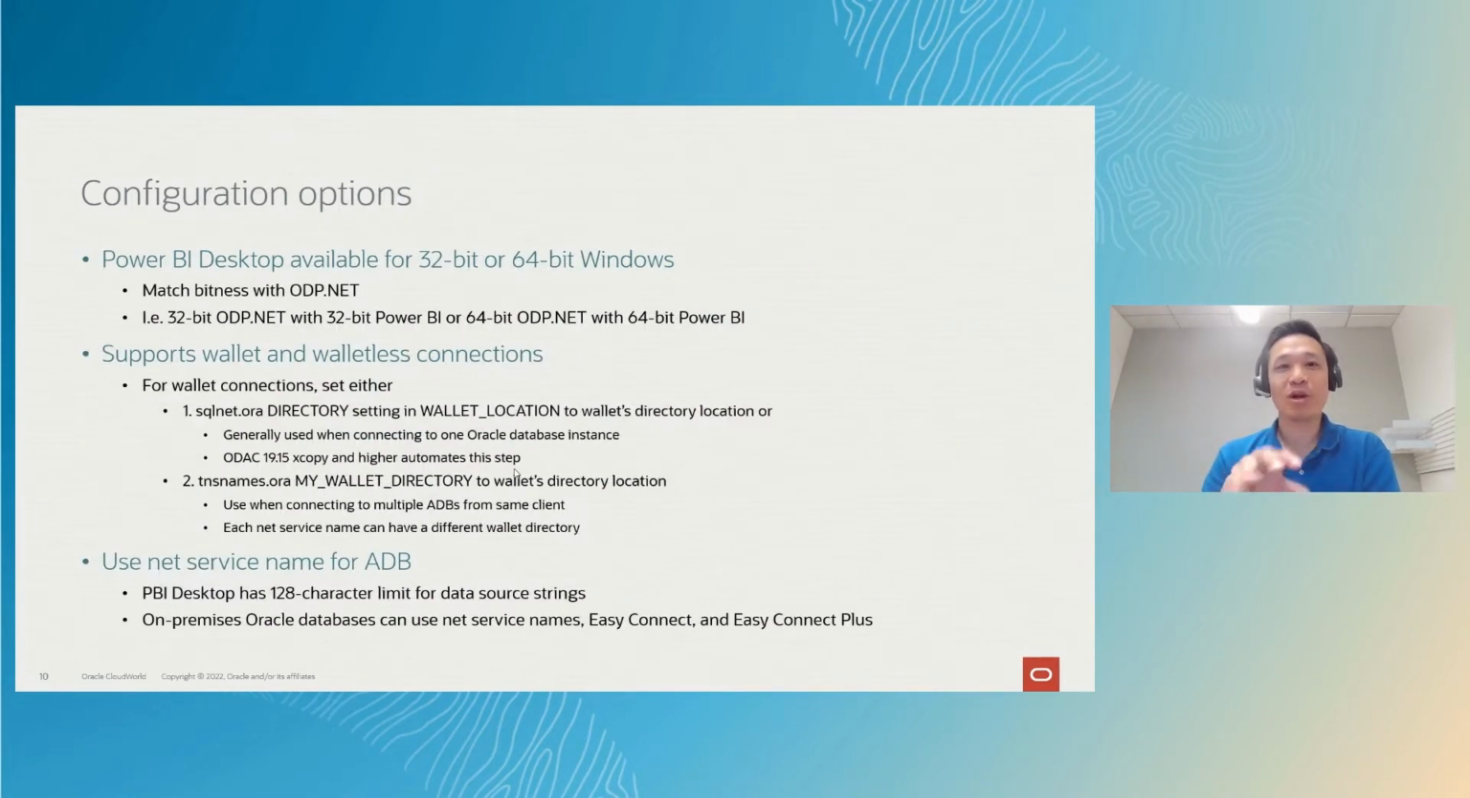Just want to make you aware of some configuration options as you go along configuring your ODP.NET and Power BI Desktop to Autonomous Database. Power BI Desktop comes in two flavors, 32-bit version or 64-bit version. They both run on Windows, but what you should do is match the bitness of that Power BI Desktop with the bitness of ODP.NET. What that means is if you're using 32-bit Power BI, you should be using 32-bit ODP.NET. If you're using 64-bit Power BI, you should use 64-bit ODP.NET.